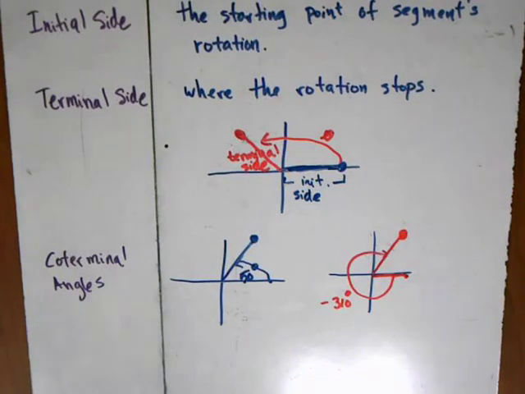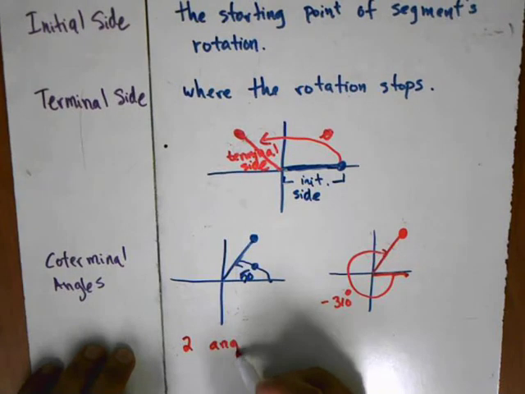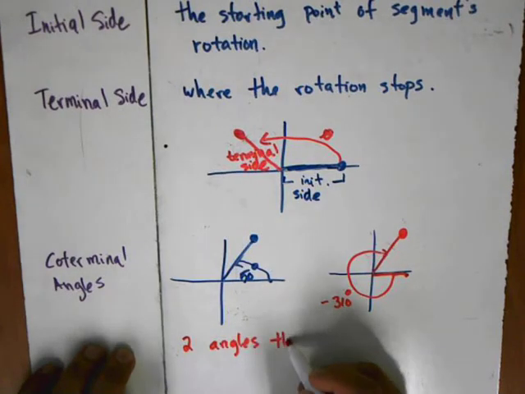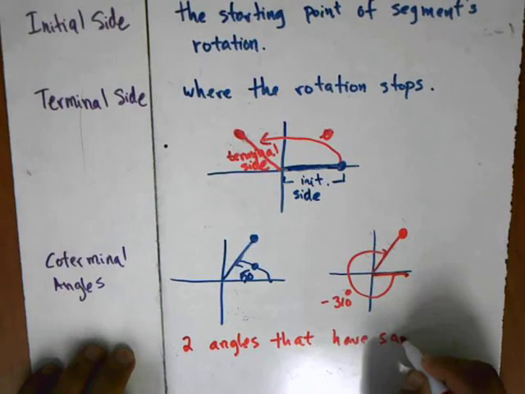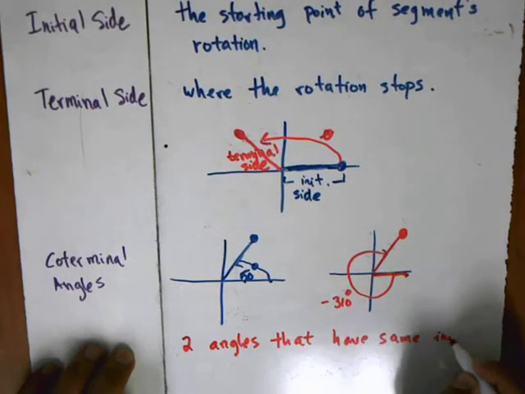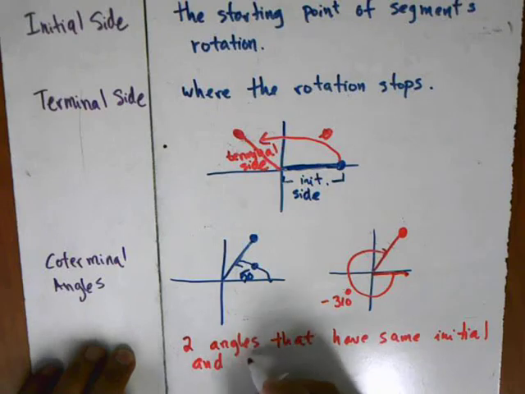So that's what a coterminal angle means: two or more angles that have the same initial and terminal sides.